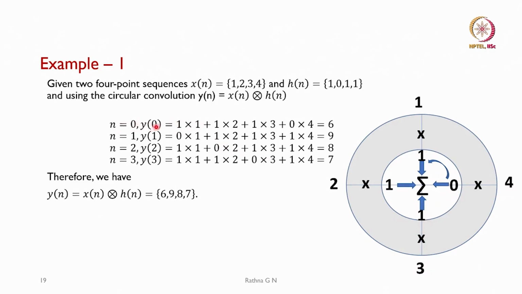So, when you add it up, this is the step that is given. At n is equal to 0, y of 0 is given by 1 into 1, 1 into 2 plus 1 into 3 plus 0 into 4, which gives me 6. Then what we are going to do is move this, as the arrow shows, one step each time, my h of n, and I keep this one as it is. When I do that, the next value is going to be 0 into 1 plus 1 into 2, 1 into 3 and 1 into 4. When I add it up, summation comes out as 9. So, this is 6, 9, 8, 7 when I do the circular convolution.